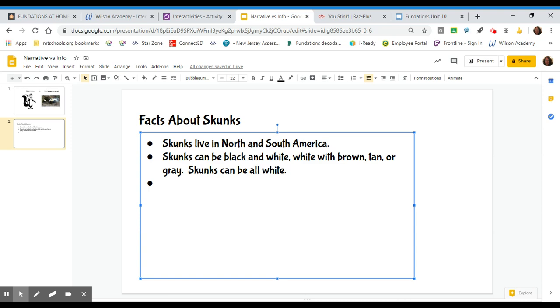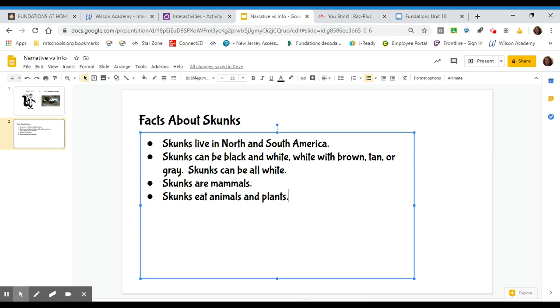Now, if you remember, it said that skunks are mammals, and mammals are warm-blooded animals, like us. Skunks are mammals. And what about what skunks eat? You remember? It named a bunch of different things, but basically, skunks eat animals and plants. So that's a short list of facts about skunks.